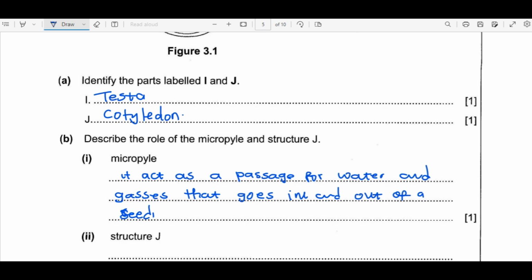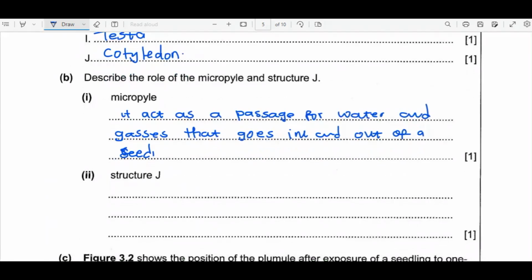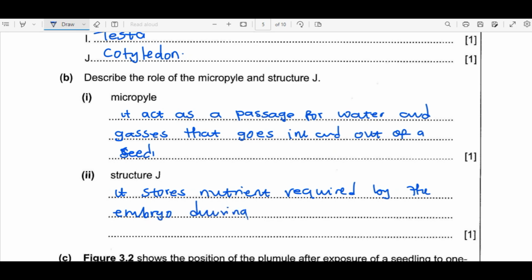Then structure J, we said, is the cotyledon. Its function is to store nutrients required by the embryo during germination. Because for a seed to germinate, nutrients must be there.